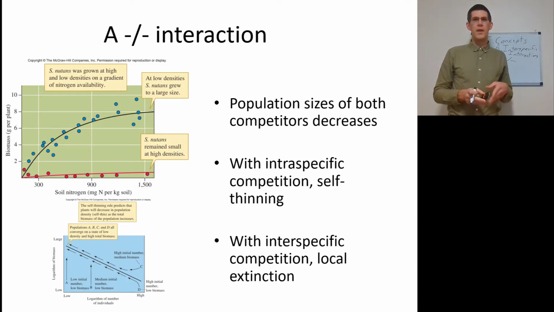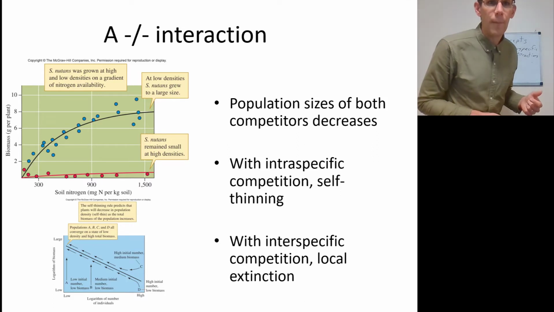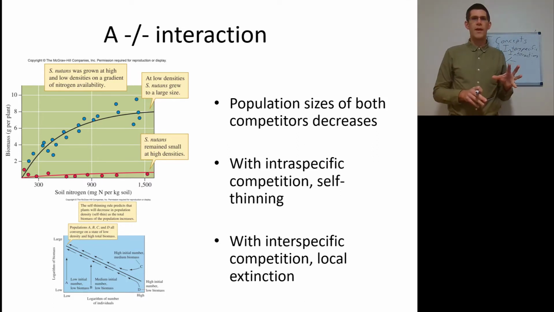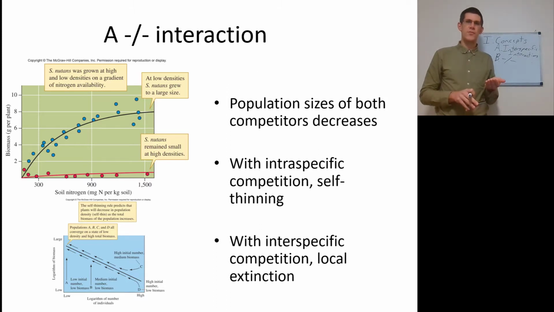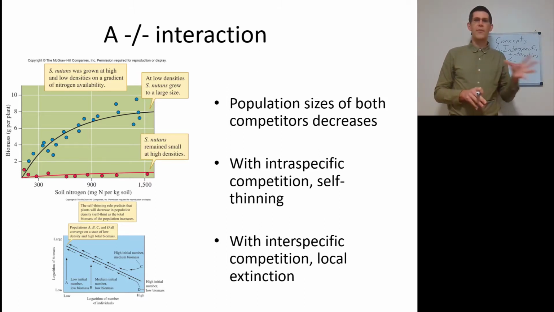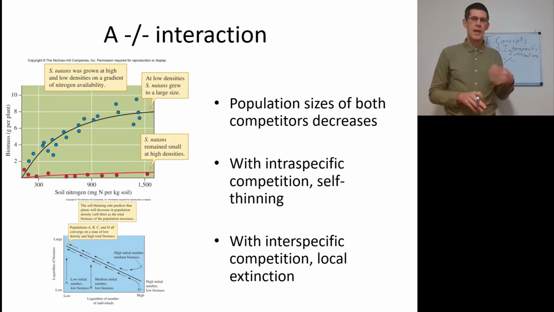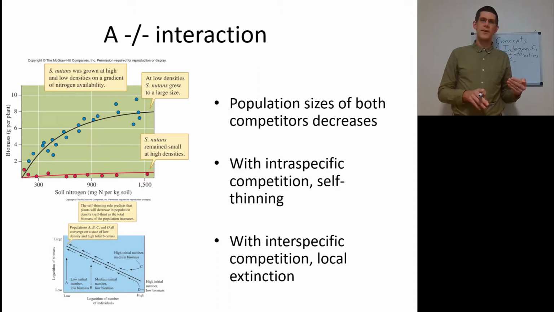So here we have S mutans in the presence of higher or lower soil nitrogen. You can see that it remains small at very high densities, some type of plant, I'm forgetting exactly what type. And at very low densities, it can grow to a large size. Basically, this is intraspecific competition, dealing with self-thinning. This plant cannot grow very well in the presence of other competitors of its same species. High densities give small plants, low densities give larger plants.